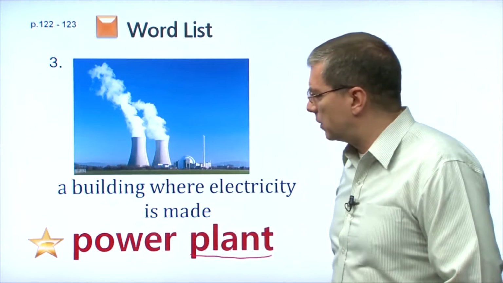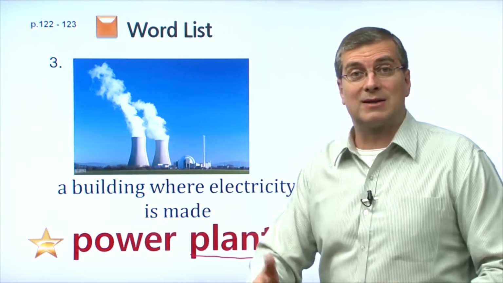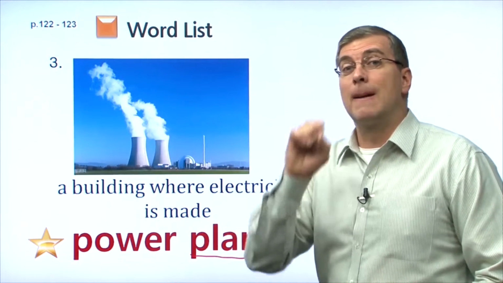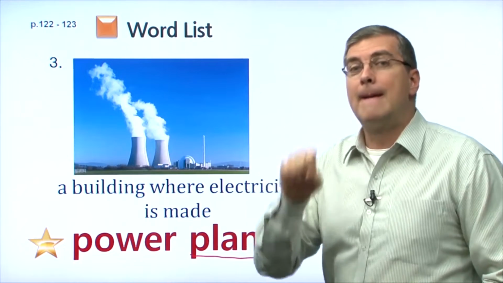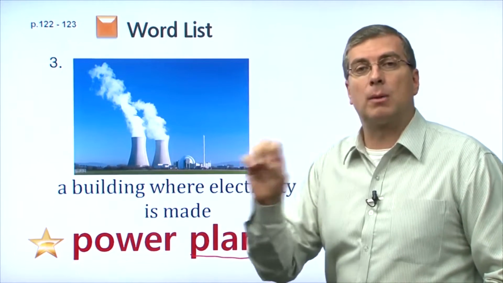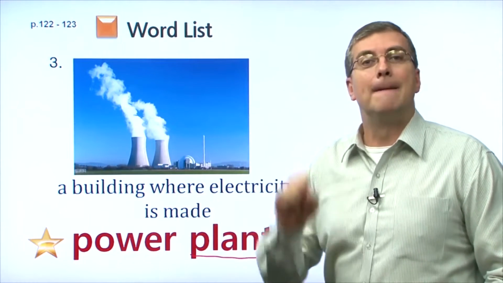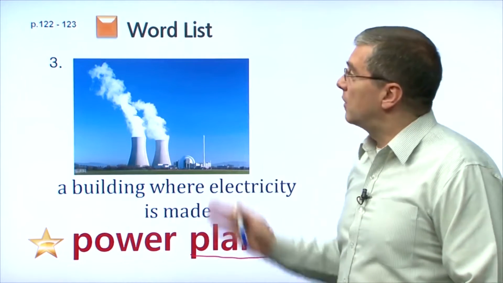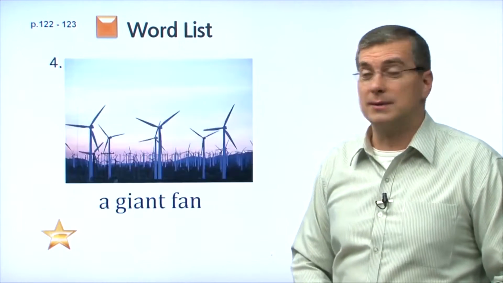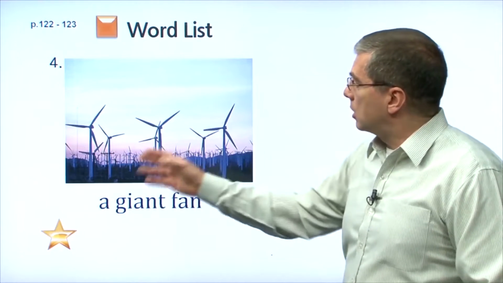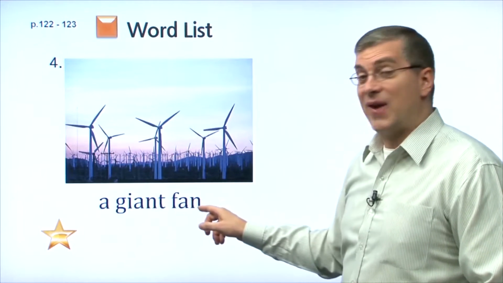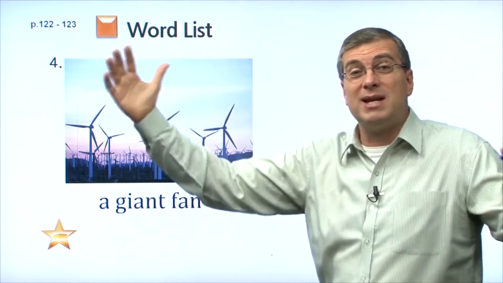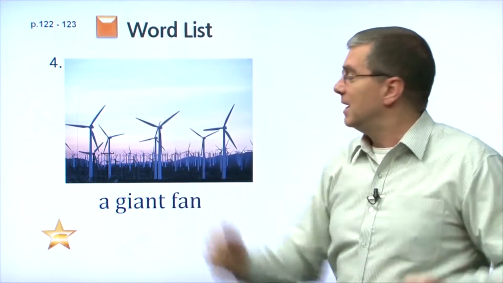This is a little difficult of a word. Let's practice. Power plant. Remember, we have two P's here. P. Power plant. Power plant. You guys try it. Power plant. Okay, good. Let's move on then to our fourth word. Here our clue is a giant fan. A giant fan. These are huge, aren't they? They're really, really big fans.